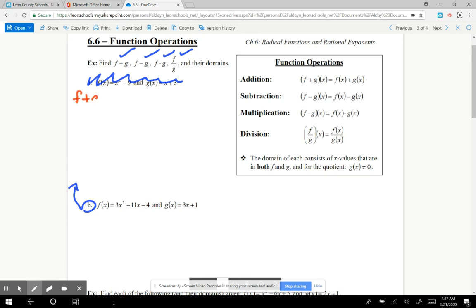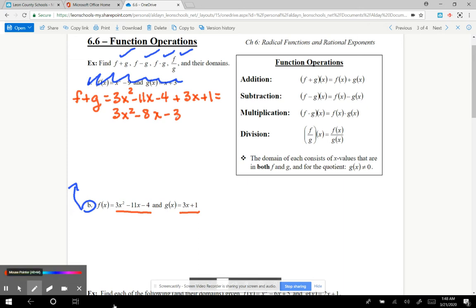So f plus g. All right, so that's 3x squared minus 11x minus 4 plus 3x plus 1. So combine like terms, 3x squared, negative 11x, negative 3x, negative 8x, negative 4, and 1 is negative 3. All right, next we are going to subtract them.